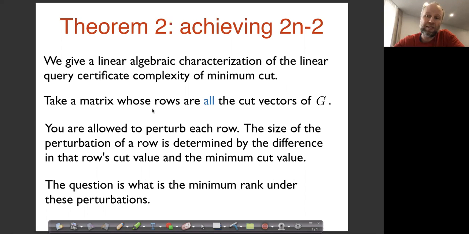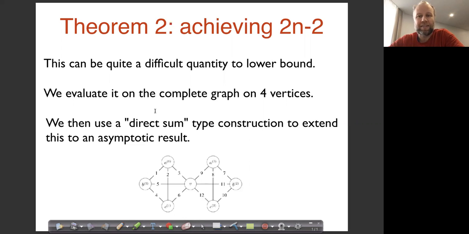Again, you can see this is at least the cut dimension, because the minimum cuts you're not allowed to perturb at all. So those vectors have to be in the row space of this matrix, and the rank is going to be at least the cut dimension. But it turns out you can actually show larger lower bounds by considering cuts that aren't minimum cuts, at least by plus 1. So that's what we do. As you might imagine, it's a huge matrix, and bounding the rank under these perturbations is not a very easy task.